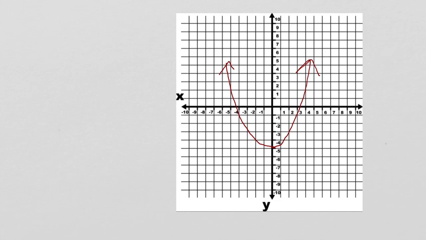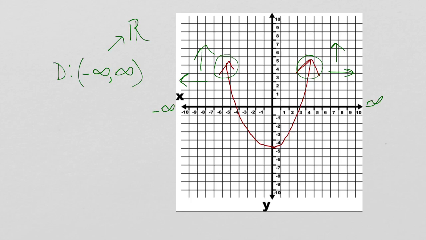All right, this one, domain. We have arrows on both ends this time. That means we're going to the left and up forever, and we're going to the right and up forever. So as far as our x values go, we're starting way over here at negative infinity, theoretically, and going all the way to positive infinity. So our domain is all real numbers, basically. So you can either write it like that, or sometimes you'll see it with double bar R, all real numbers.